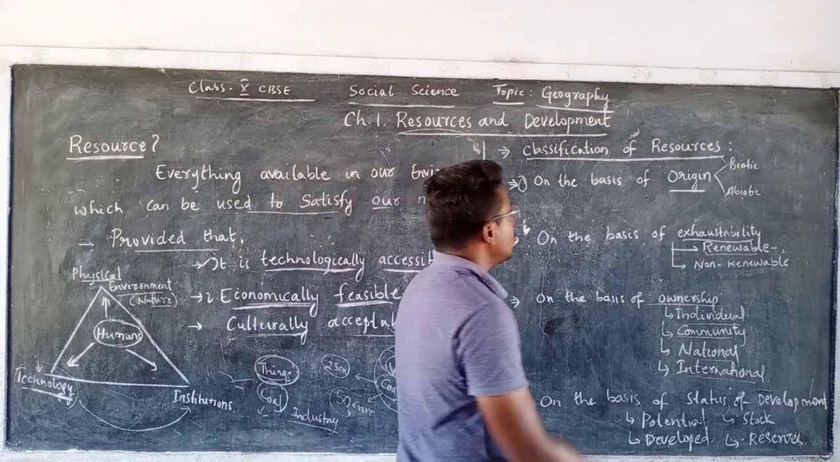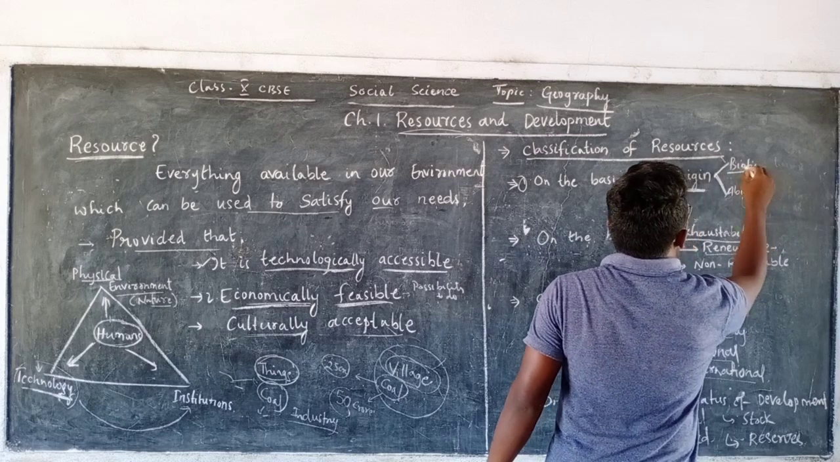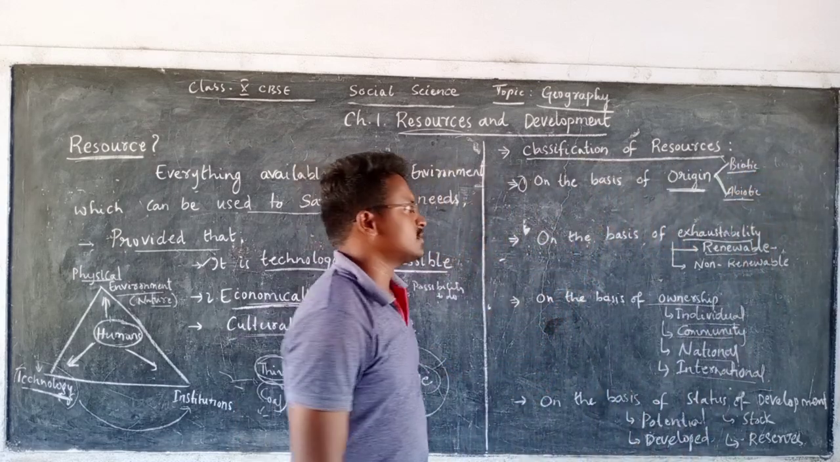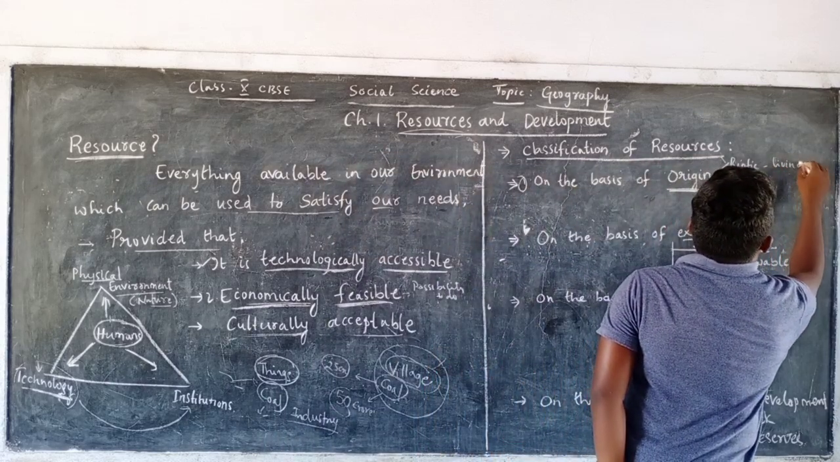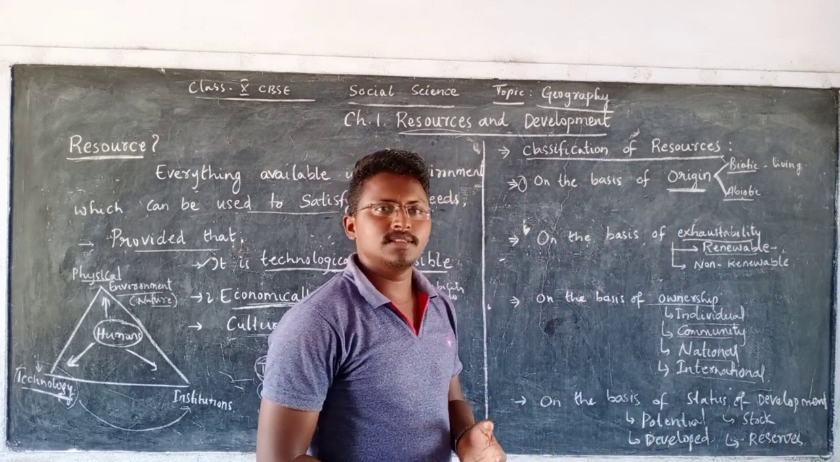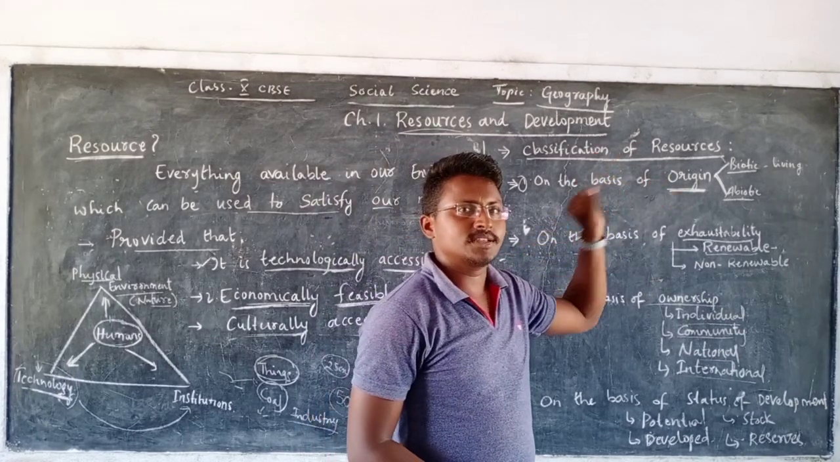First thing, on the basis of origin, resources can be classified into 2 groups. One is biotic, second one is abiotic resources. Biotic means simply living organisms or living things. It can be humans, birds, animals, plants. All these things we call biotic resources.